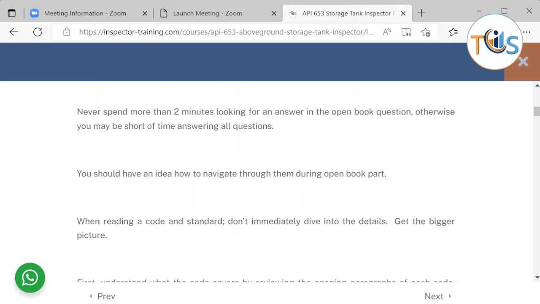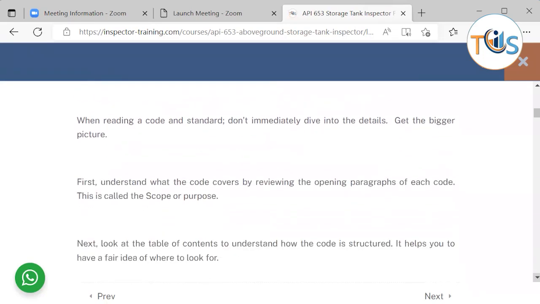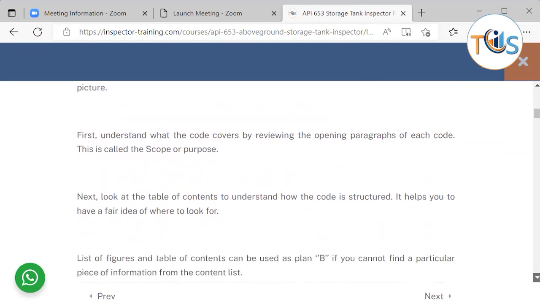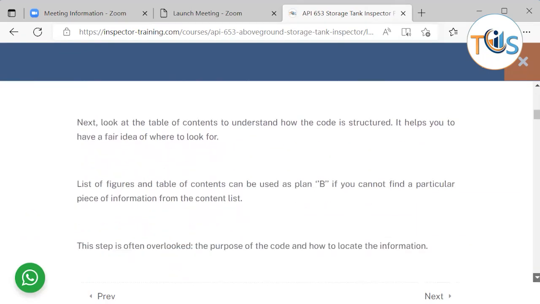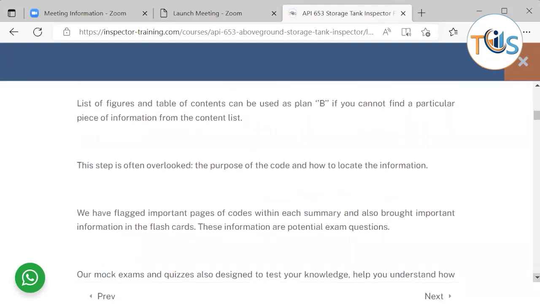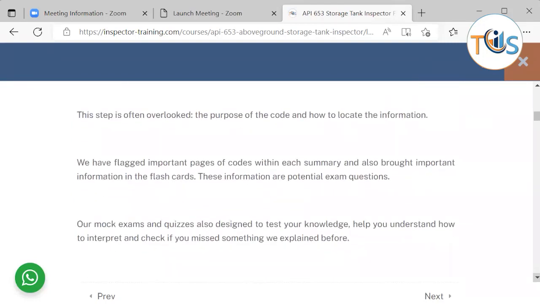When reading a code and a standard, don't immediately dive into details; get the bigger picture. Look at the structure of the codes, recommended practices and standards: the table of contents, list of figures, list of tables, and how the sections are prepared. So get the overall picture. And then look at the scope and the purpose of the code, what is included and what is not included, because these can be potential exam questions. This step is often overlooked, as is the purpose of the code and how to locate the information.